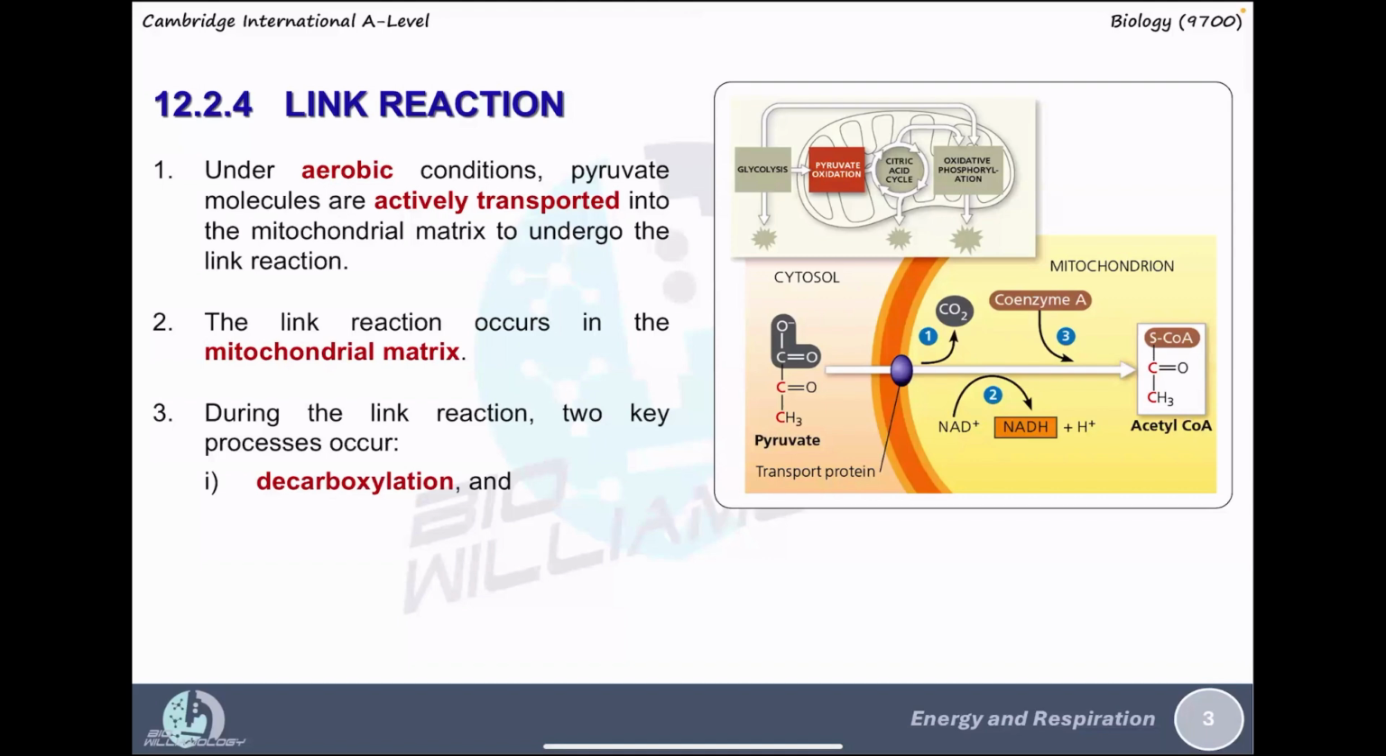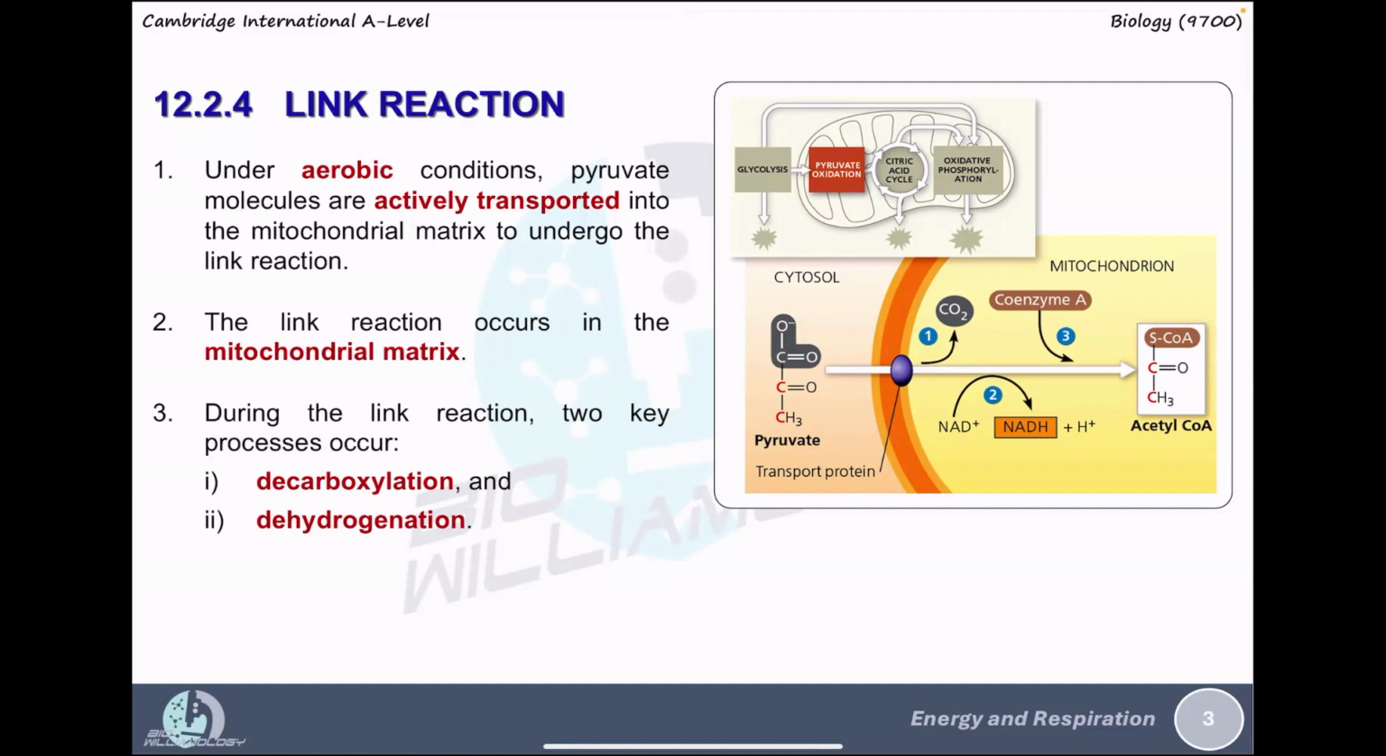The first one is decarboxylation. From the name, decarboxylation means "de" means remove, carboxylation means carbon. So in this case, a carbon atom is removed from the pyruvate in the form of CO2. So carbon dioxide is released after decarboxylation, as well as a dehydrogenation process. Again, dehydrogenation means removal of the hydrogen atom from the pyruvate.